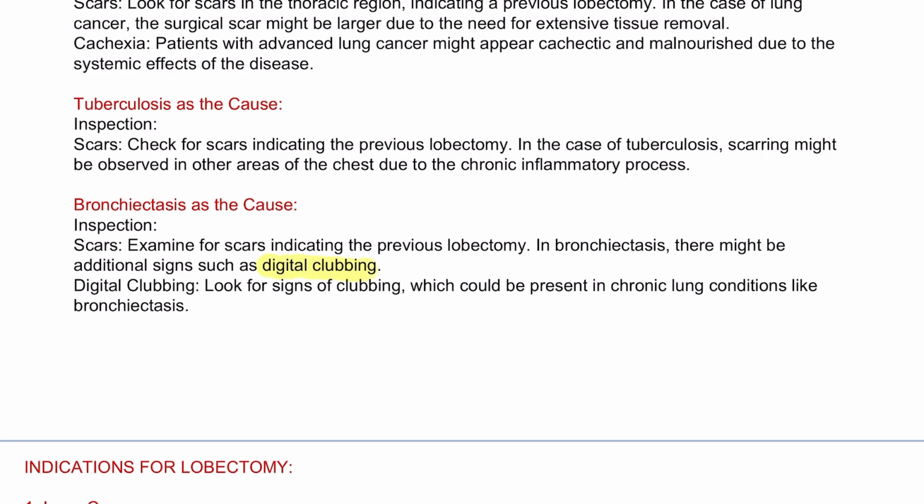And you have this scar. Sometimes there can be a wedge resection in bronchiectasis. If there's localized bronchiectasis, there may be a wedge resection.